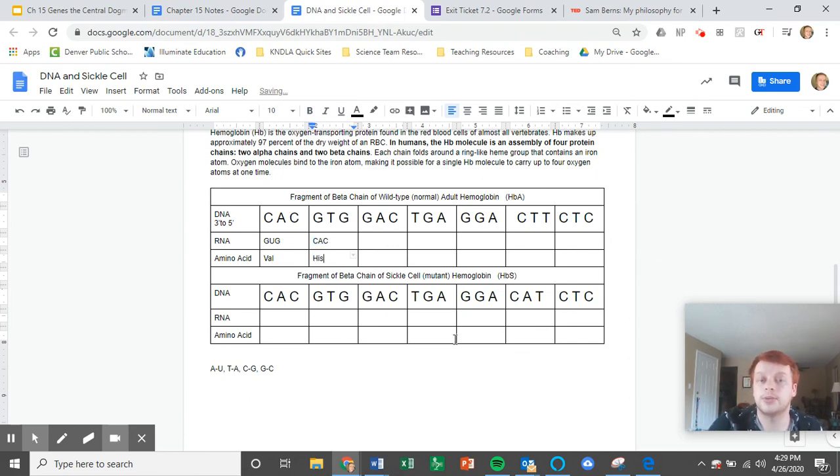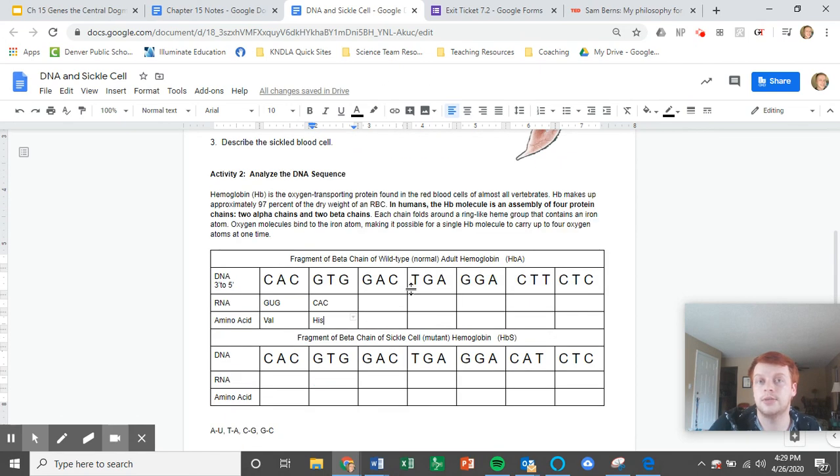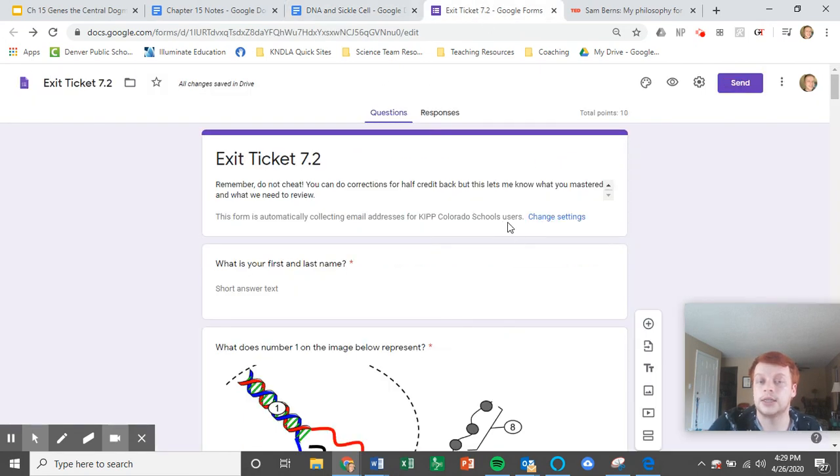You guys, for your independent practice, are going to complete the rest of this sheet, and then you'll do your exit ticket. Remember, you do need to know what that image had on it, so make sure you go back and practice that if you need to.